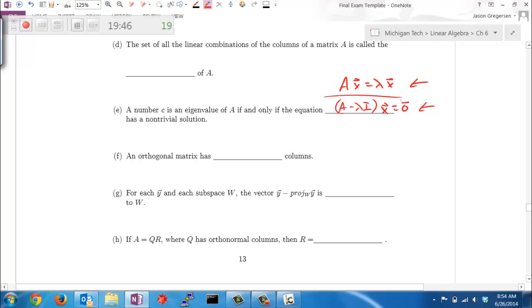So E and which ones? G and H. G and H. G, for each y and each subspace W, this vector is orthogonal to W. It's orthogonal to the space W. It's perpendicular to every vector in that space. Orthogonal there. And if A is equal to QR, where Q has orthonormal columns, then R is equal to Q transpose times A. It's how we find that R value.